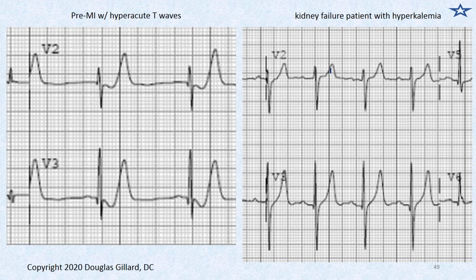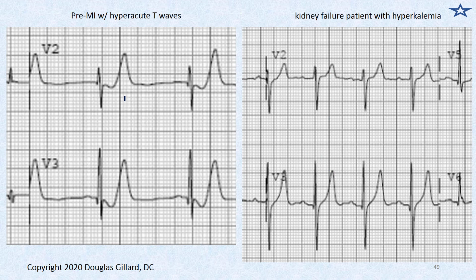Look at the T wave. Right? It's huge. It's almost as big. It is bigger. It's actually bigger than the R wave. So this is a patient. These are called peaked T waves, and this is from hyperkalemia.